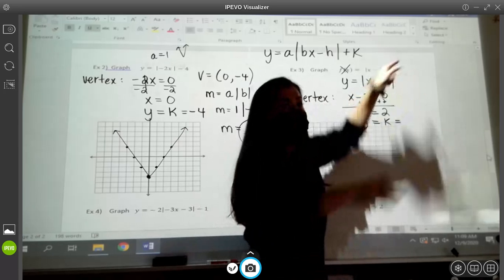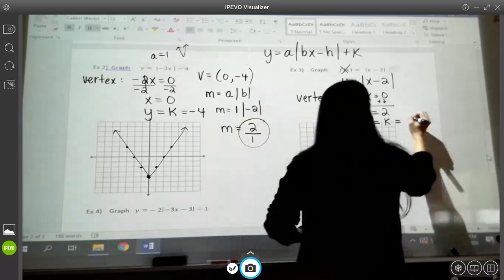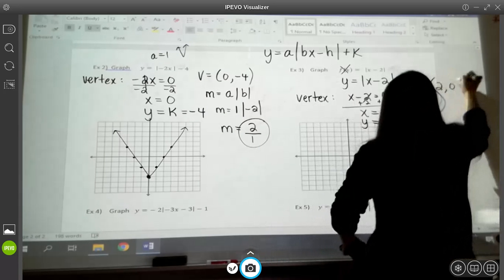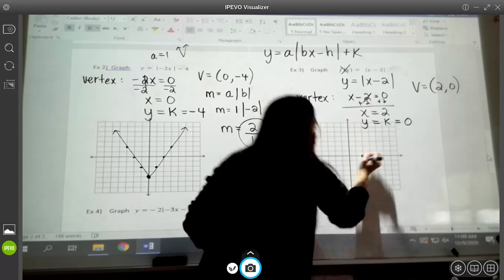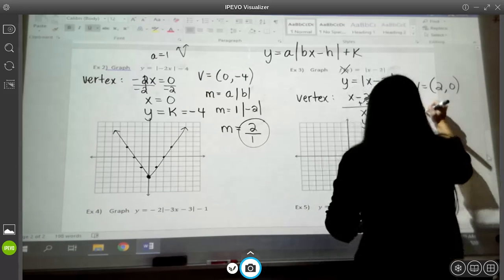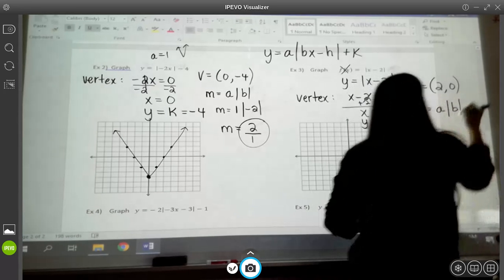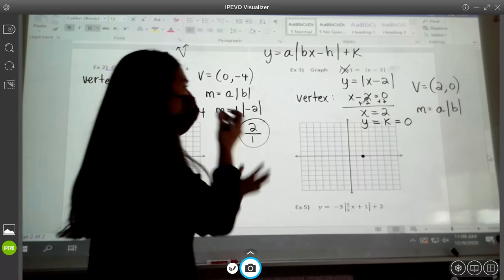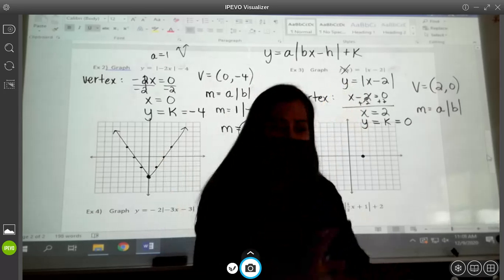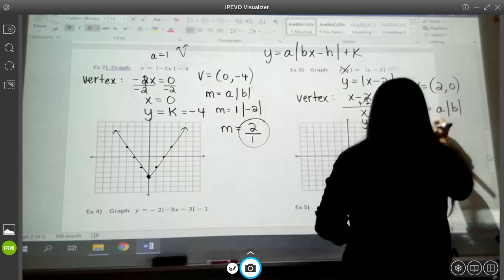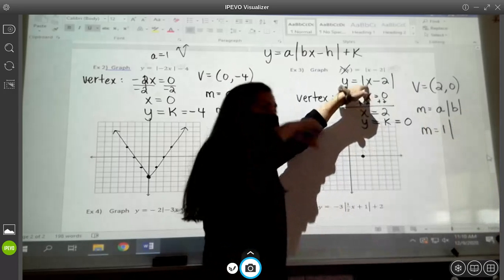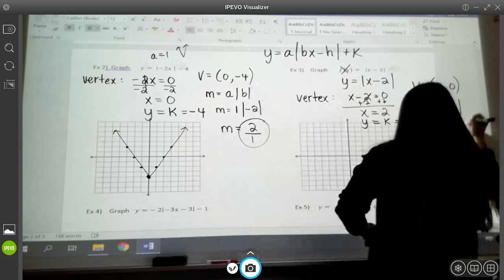Got it. Now we need our slope. Our slope will always be equal to a times the absolute value of b. So A is always the number in front of the bars, which is 1. And again, it's not always going to be 1. It's just 1 a lot in the beginning. So 1 times the absolute value of B. Who's B? The number in front of X inside the bars? 1. So 1 times the absolute value of 1 is 1. And then if you want to make it a fraction, which we do, throw a 1 under it. So we know our rise number and our over/back number.